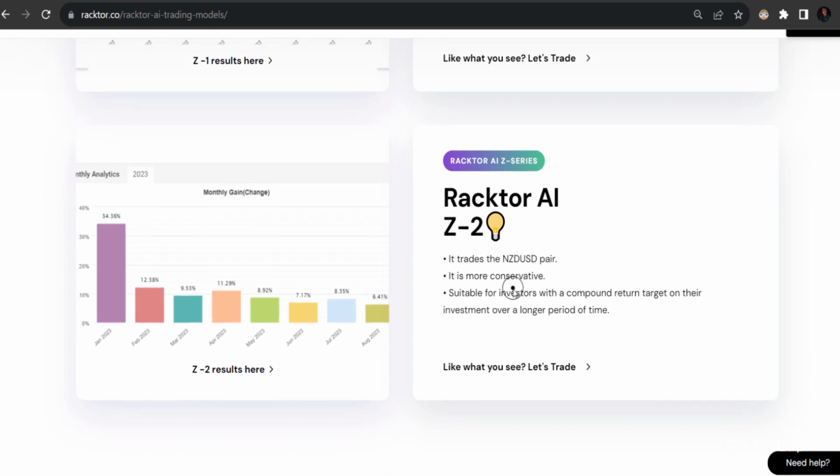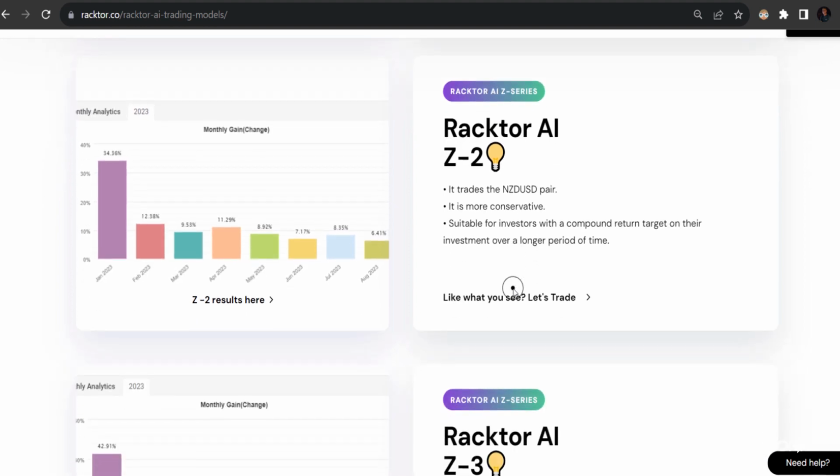And moving to Racktor AI Z2, it trades the NZDUSD pair only, and it's more conservative, more risk reserved, not as volatile as Z1, and is suitable for investors with a compound return target on their investment over a longer period of time. So if you want to hold your investment for a long period of time, especially for those with bigger capital, let's say you have $100,000, $200,000, I would recommend you go for this.